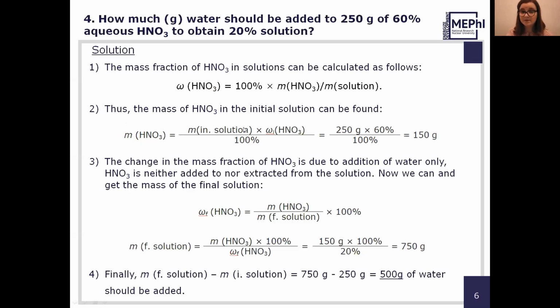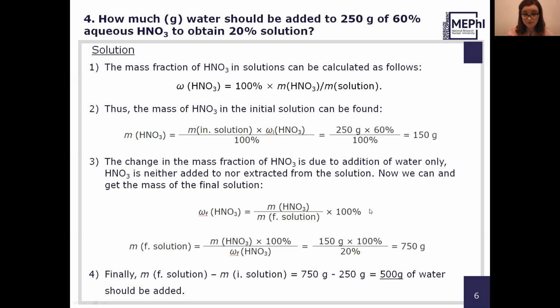So the mass of the nitric acid in the initial solution can be found from this expression. We can find it by multiplying the total mass of the initial solution, which is 250 grams, by the mass fraction of HNO3 in this solution, which is 60%, and by dividing it by 100%. And we'll get 150 grams. This is the mass of the nitric acid in the solution. The change in the mass fraction of the nitric acid is only due to the addition of water, because the nitric acid itself is neither extracted nor added to the solution. So it will still be 150 grams in the final solution.